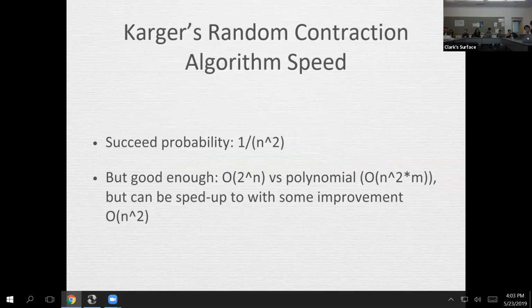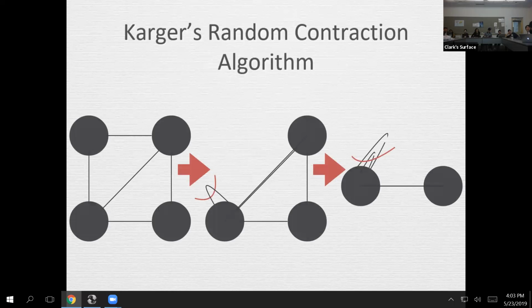And from some mathematical analysis, which I will not do here, you get a success probability of 1 over n squared, which means you have to try it many times. Does it give you a different answer every time? Yes, because it chooses randomly. That's the problem.